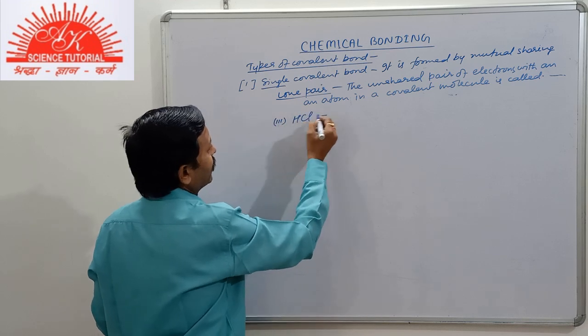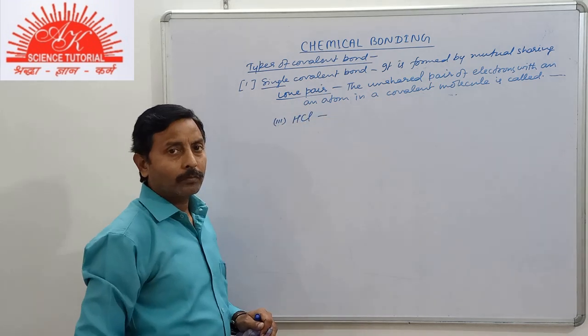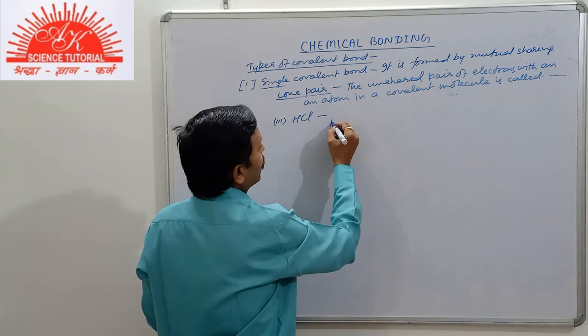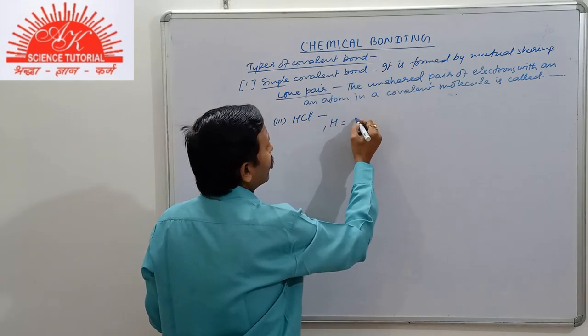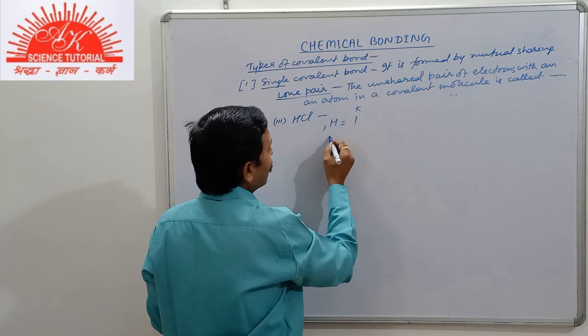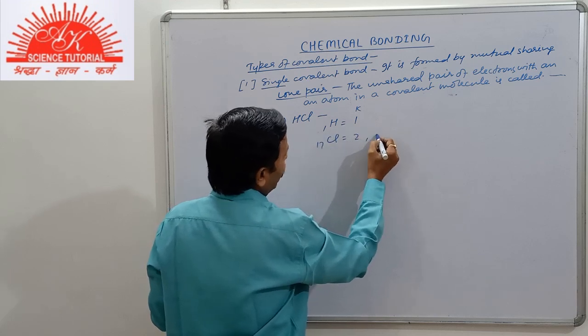Suppose we have to take HCl. Again, proceed with the similar method. First of all, write the electronic configuration. Now 2, 8, 7.